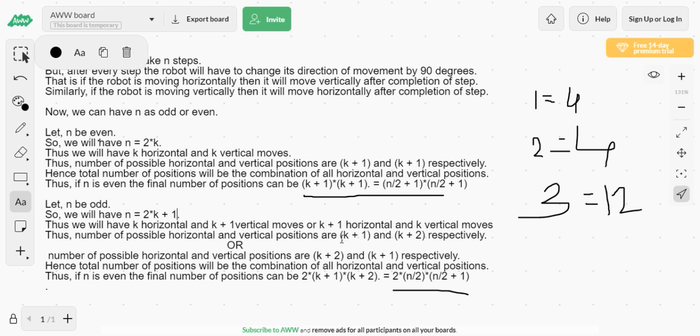But here we again have to multiply it by 2, because there are two variations: either the number of horizontal and vertical moves is k plus 1 and k plus 2 respectively, or the number of horizontal and vertical moves is k plus 2 and k plus 1 respectively. So again we have to multiply by 2. The final answer for odd n will be this one.